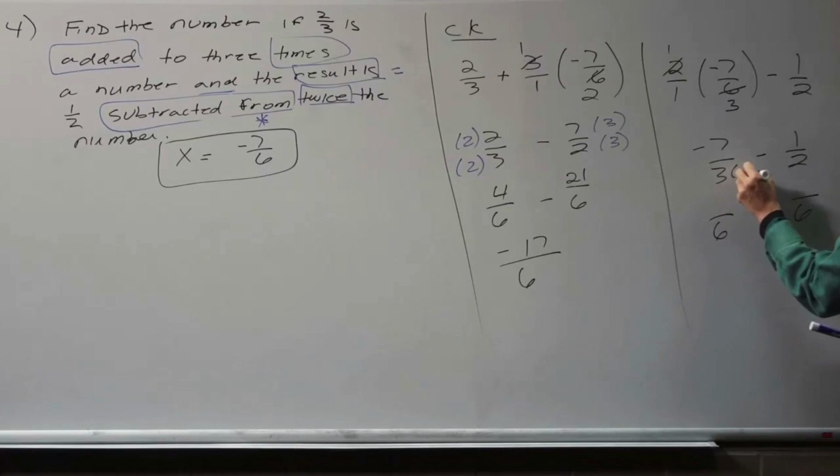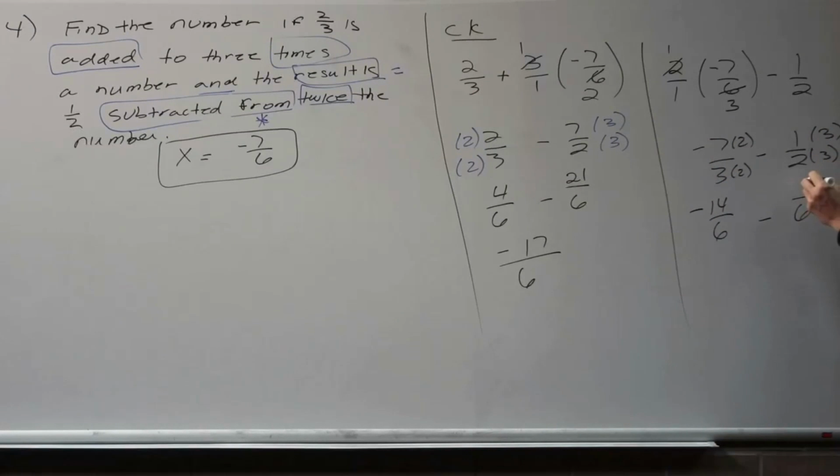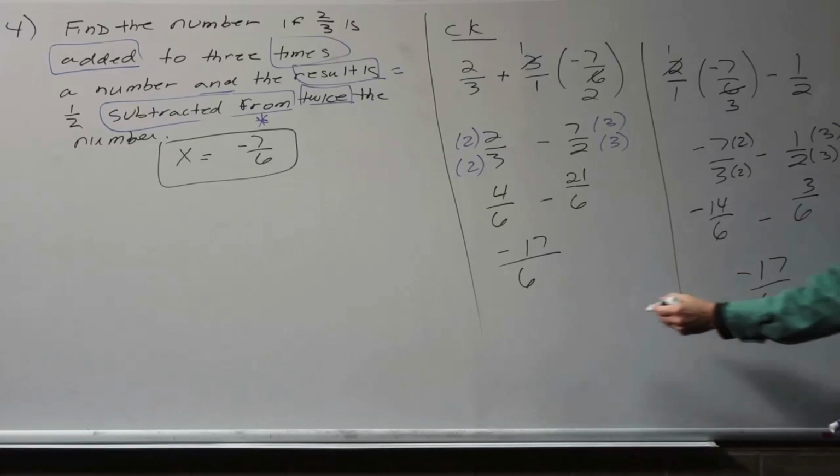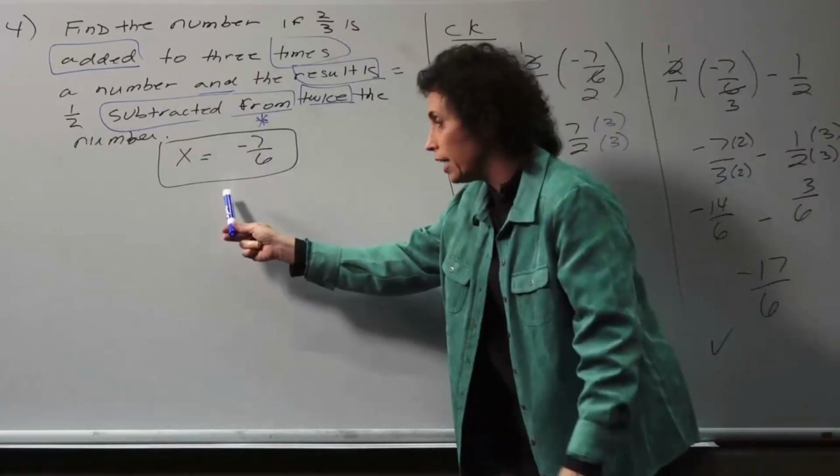We have to multiply this by 2. So that's negative 14/6 because that's a negative. We have to multiply this by 3. That's 3/6. I owe 14, I owe 3, take the sign with the number. I owe 14, I owe 3, so I owe 17, keep the denominator. And yes, that checks out. So our answer was correct, no matter how ugly it got.